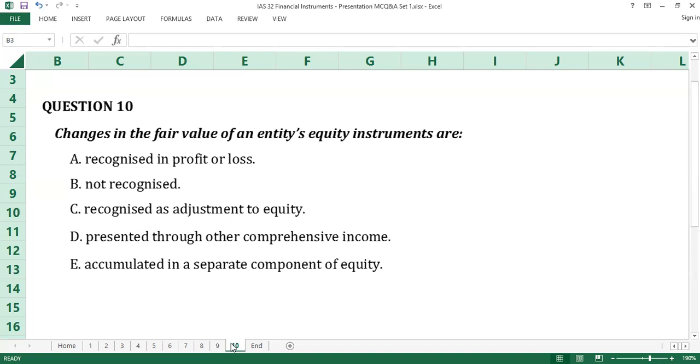Question number 10. Changes in the fair value of an entity's equity instruments are dash. A. Recognized in profit or loss. B. Not recognized. C. Recognized as adjustment to equity. D. Presented through other comprehensive income. E. Accumulated in a separate component of equity. Time counts.